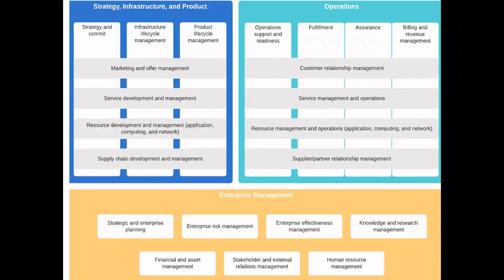Management is having strategy and enterprise planning. That is one division where people see what the strategy and the planning are, the enterprise's planning. Enterprise risk management, where people see how the risk will be taken and how it will be managed. Enterprise effectiveness management, where people see how the enterprise is being effective.